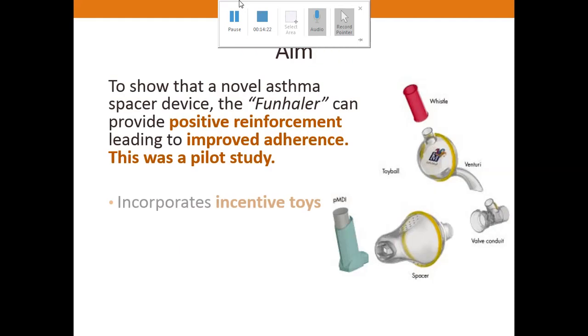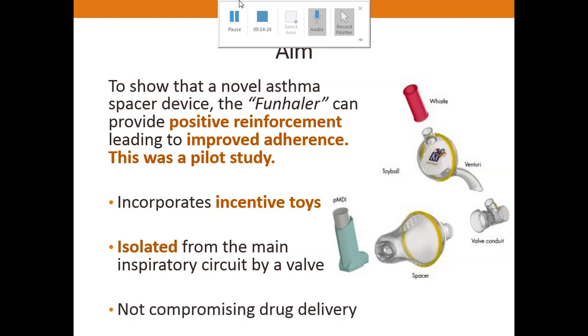Okay. So the aim of the research was to show that using a novel spacer device, so instead of the traditional spacer, they made a novel, a new one, called the Funhaler, can provide positive reinforcement, which would lead to improved adherence. So they developed this Funhaler.